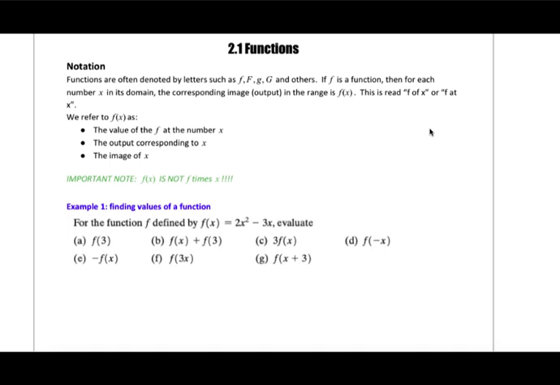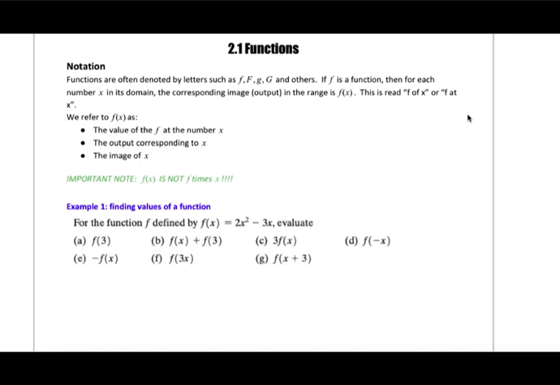If f is a function, then for each number x in its domain, the corresponding image, which remember is the output in the range, is f of x. So if x is the input, f of x is the output. And we do read this as f of x or f at x.